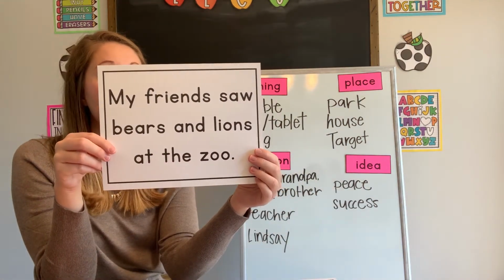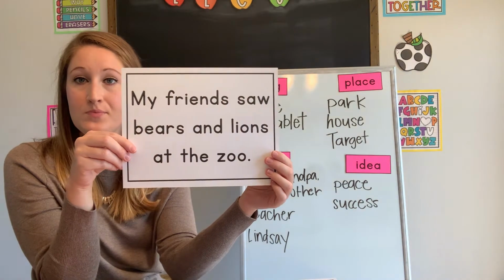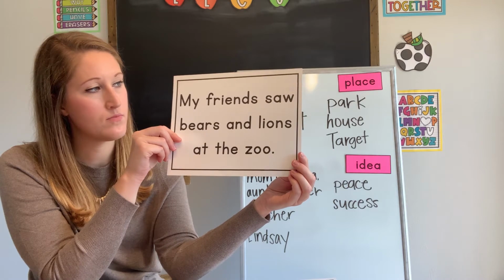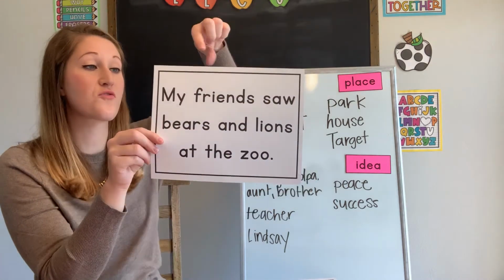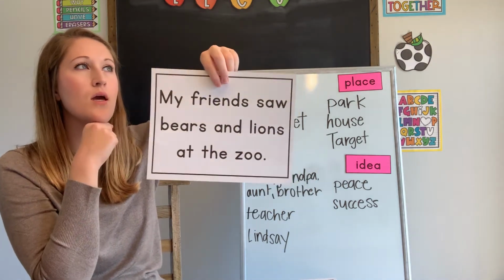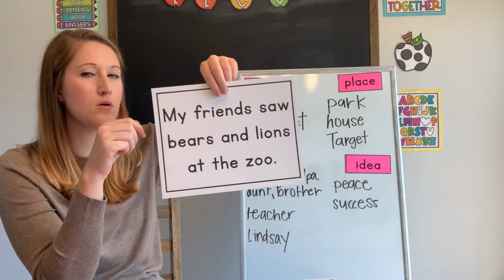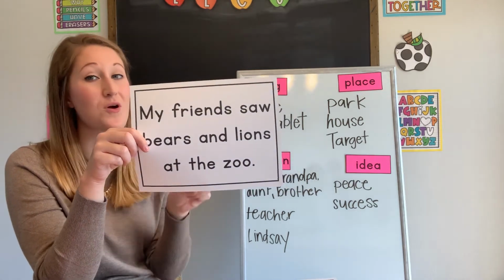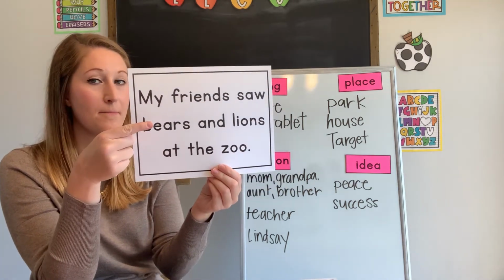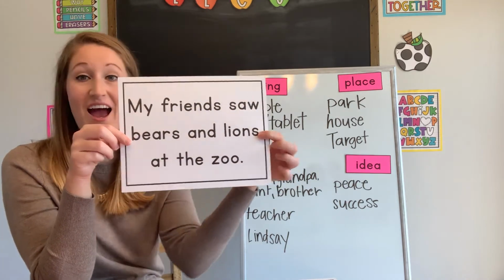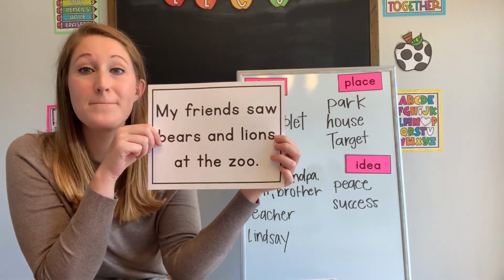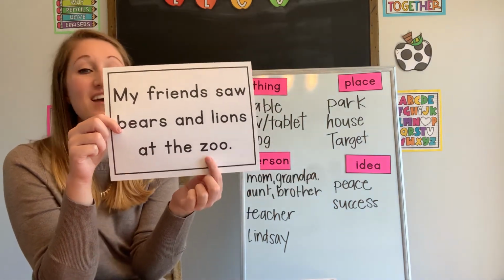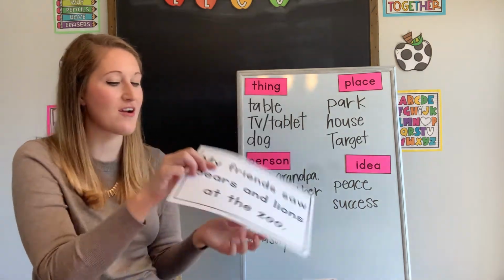My friends saw bears and lions at the zoo. Good, friends. And what did we call that one again? Is it plural? You're right, it's plural, right? Plural means more than one. Very good. Bears, lions, awesome. And those are also plural, very good. And zoo, awesome. That's the place where they are at.